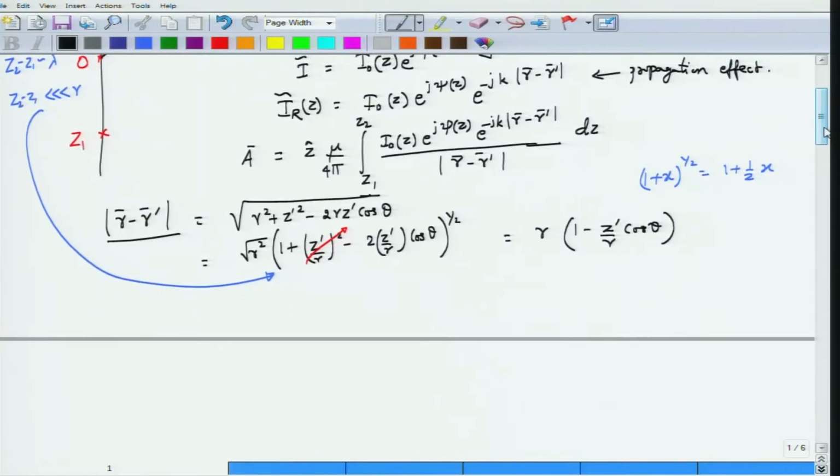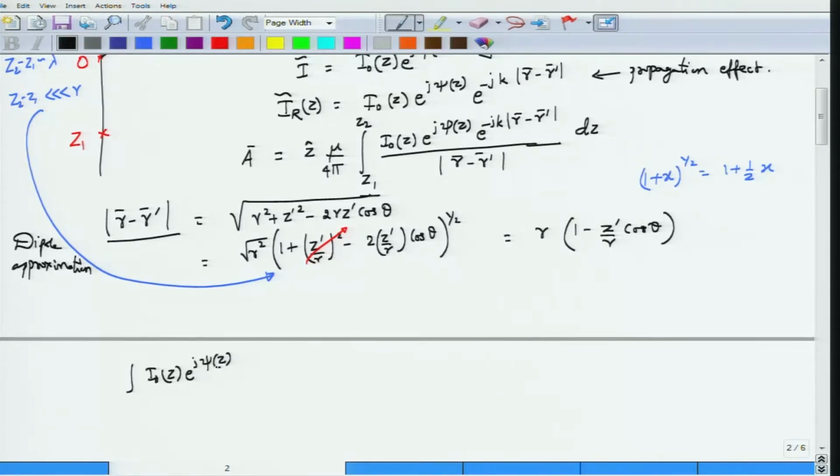Now I have to substitute this r minus r prime approximation in two places: one in the numerator and one in the denominator. Now, watch what happens. This approximation is sometimes called the dipole approximation. In the integrand, I0(z) has not changed, e to the power j psi of z also has not changed, but in the numerator I have e power minus j k times (r minus r prime). Substituting the approximation, you get e power minus j k r, and also e power j k z prime cos theta, because r into r will cancel.